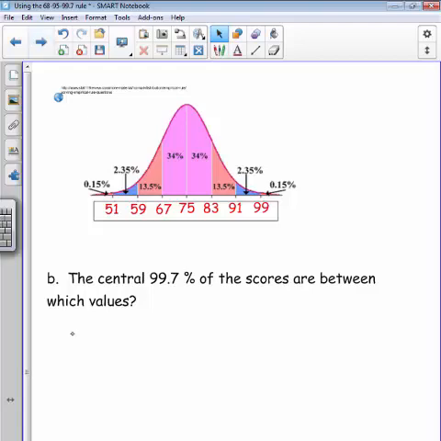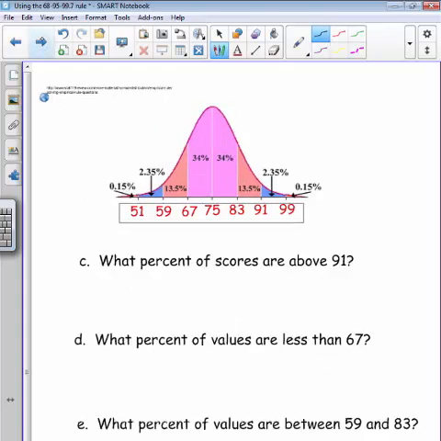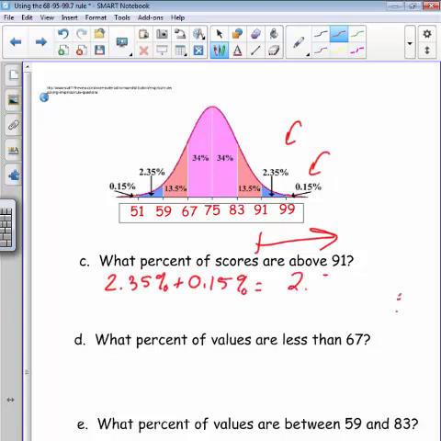This is useful for answering specific questions such as, the central 99.7% of the scores are between which values? Well, I know that 99.7% is within 3 standard deviations, so I know that I'm looking between here and here. 99.7% from a score of 51 through 99. Our next question, what percent of scores are above 91? So what percent of the students are above a 91%? Well, that's going to be everything over here. That's the 2.35 plus the 0.15. 2.5% of students scored above a 91% on the exam.